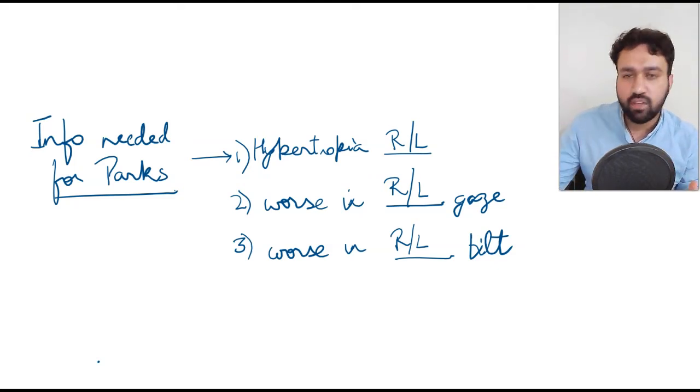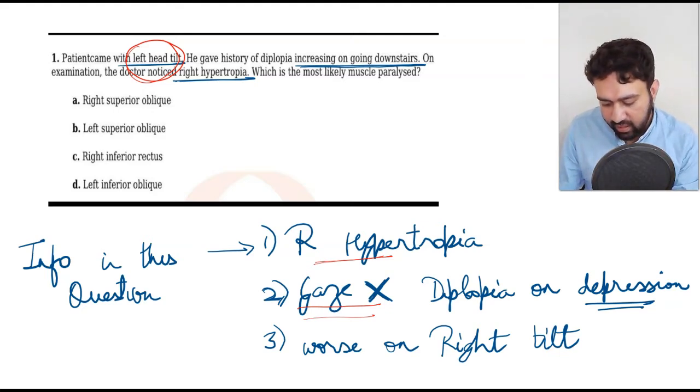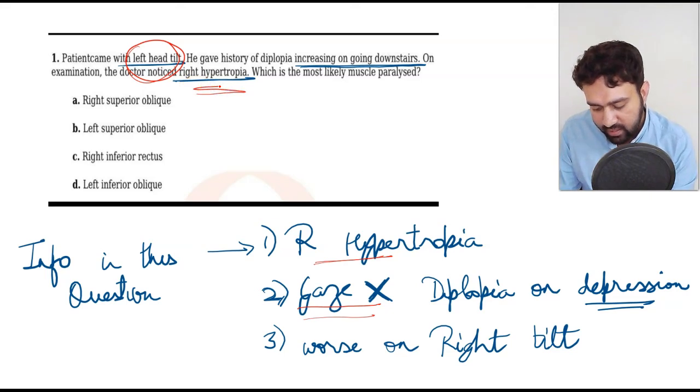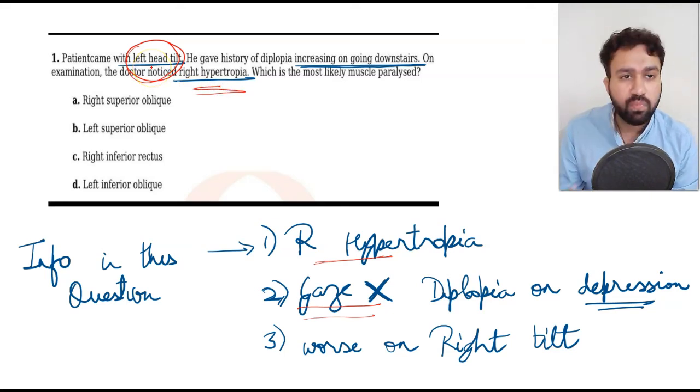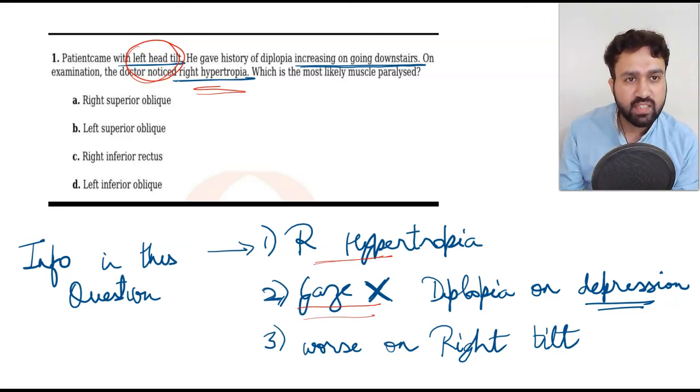Now let's see what information we have been provided in this question, right? So here they're telling us that there is a right hypertropia, and they are telling us that there is a compensatory left head tilt, but instead of telling us about the gaze, they are saying that there is diplopia which increases on going downstairs. So even though the information may not seem complete, the method of solving the question is the same using the edge diagram.